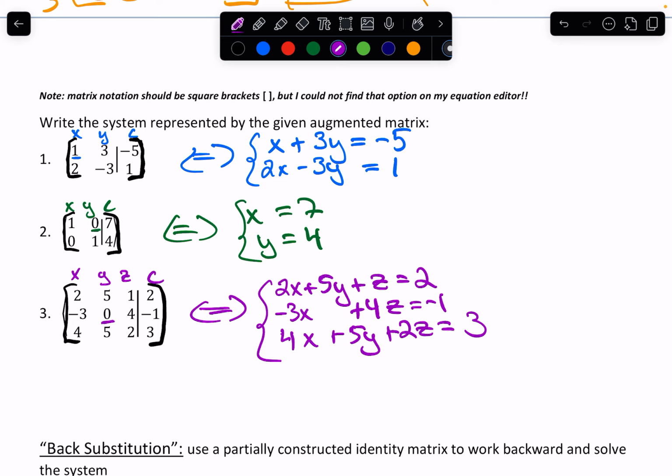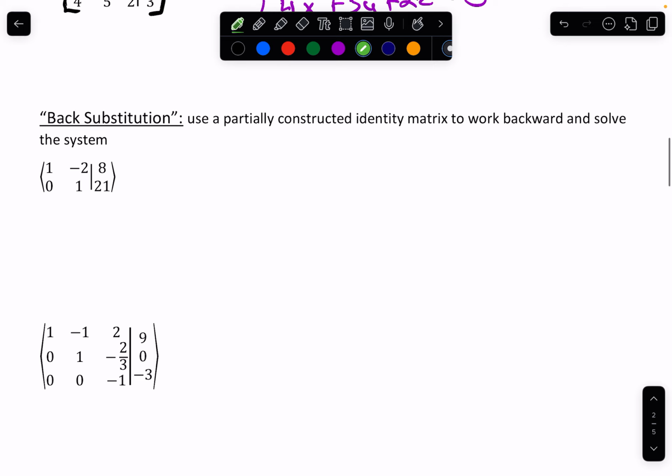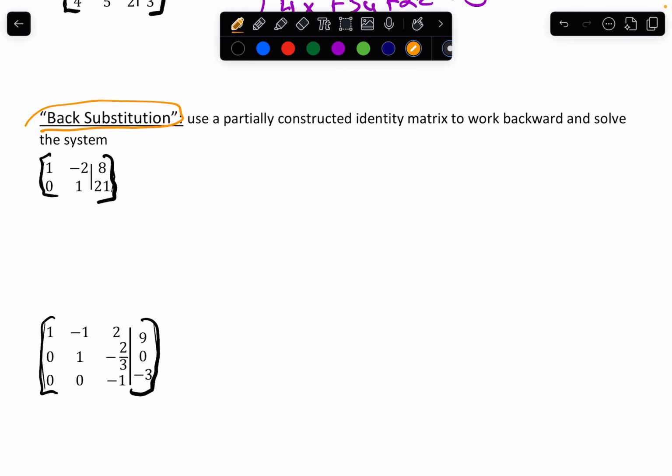Okay, now we're going to look at solving these. One way to solve the systems of equations here with the matrices is back substitution. Back substitution uses a partially constructed identity matrix to work backward and solve the system.